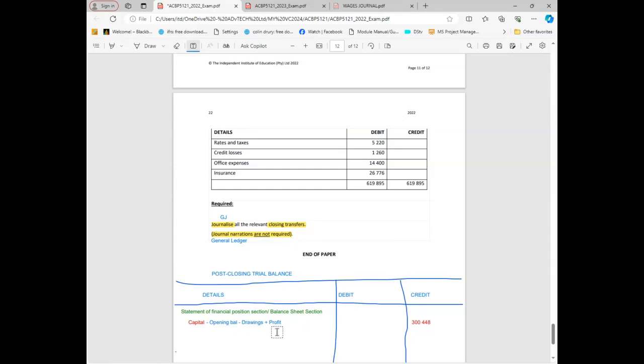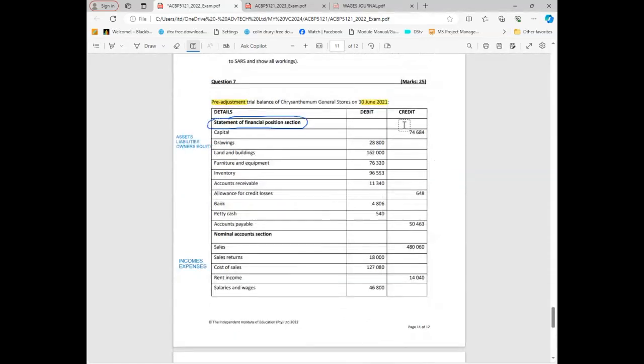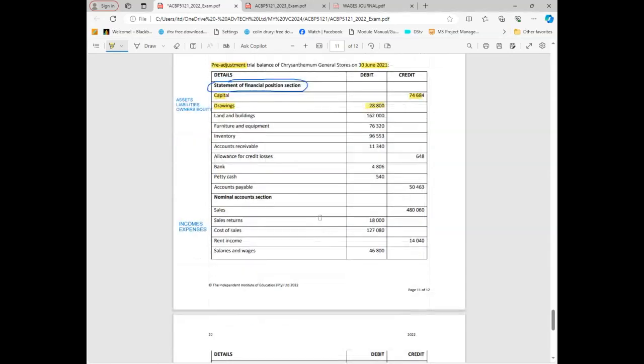So don't take this one. Can you see what you did? You gave me this one. We don't take this one. We minus what? Drawings. And we add what? Profit. Will you remember that? Yes, sir. So we took this one, we minus this one, and then we had to add the profit. There's no profit here. Remember how we got profit? Which account did we open to get profit? The trading account and profit and loss. The trading account was only for gross profit.